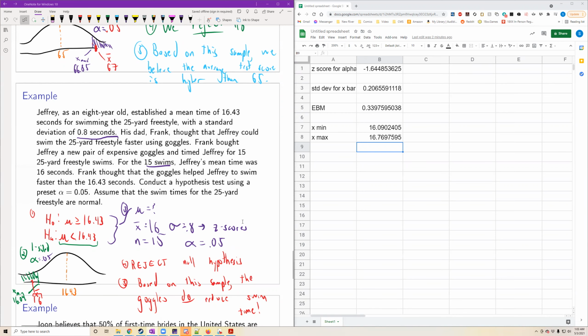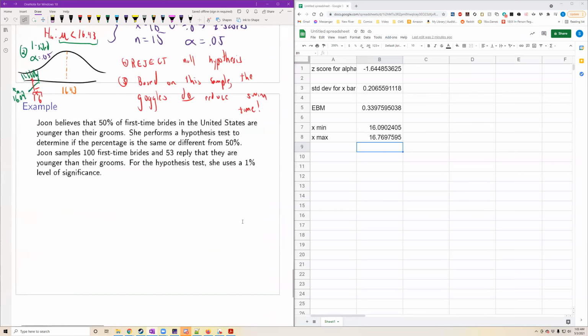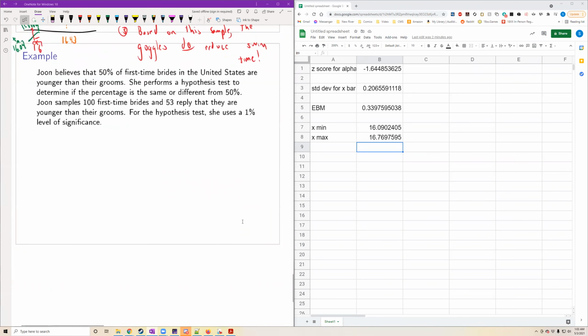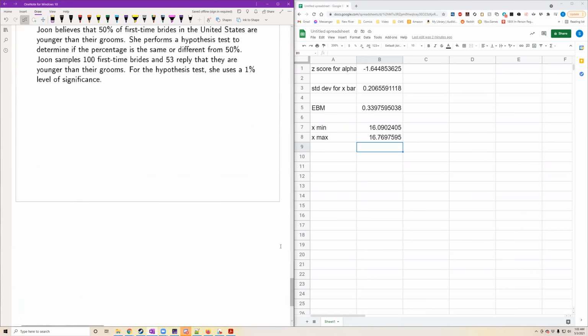Let's do just one more example here. June believes that 50% of first-time brides in the United States are younger than their grooms. She performs a hypothesis test to determine if the percentage is the same or different from 50%. We sample 100 brides, find 53 they are younger than the grooms. We want to determine at 1% level of significance if June is right or not.